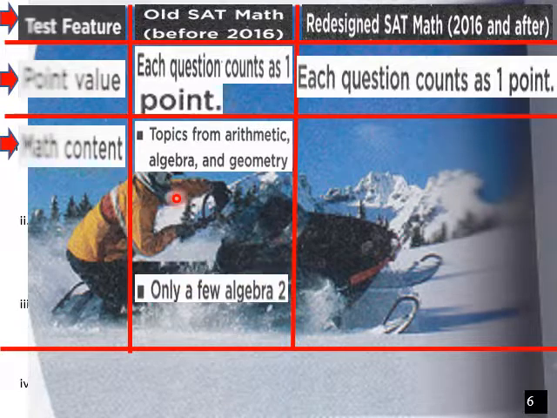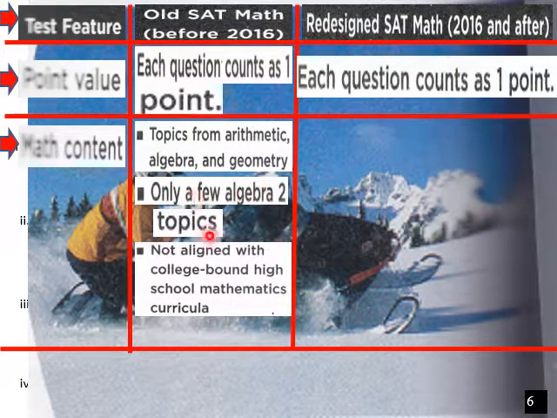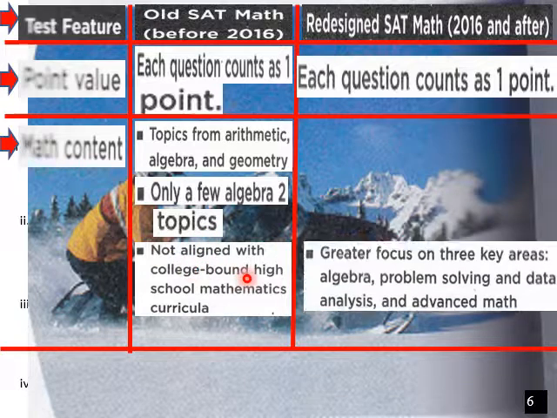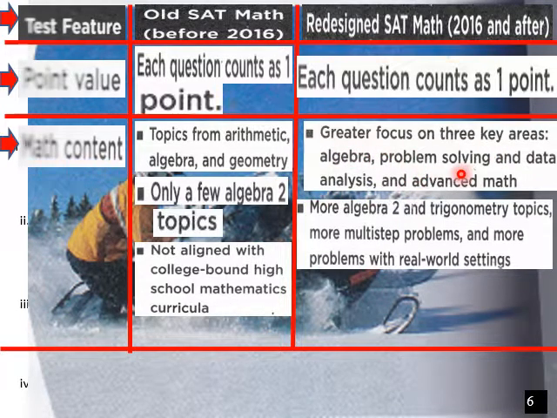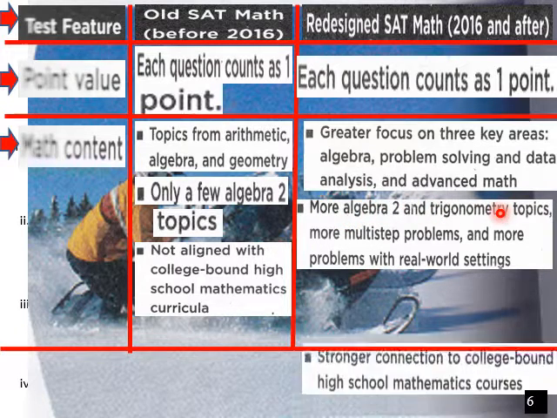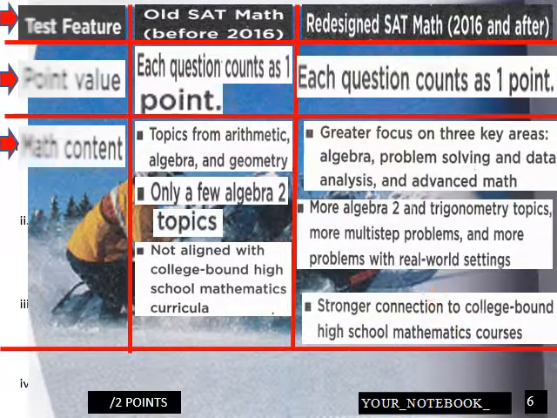Math content: topics from arithmetic, algebra, geometry, only a few algebra 2 topics, not aligned with college-bound high school math curricula. The new SAT has greater focus on 3 areas: algebra, problem solving and data analysis, and advanced math. More algebra 2 and trigonometry topics, more multi-step problems, and more problems with real-world settings, meaning word problems. Stronger connection to college-bound high school mathematics courses.